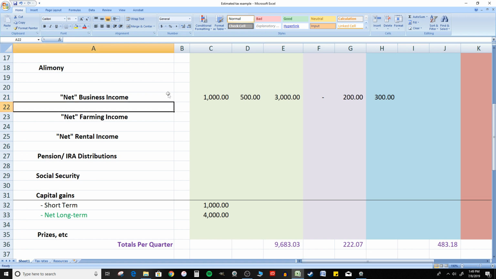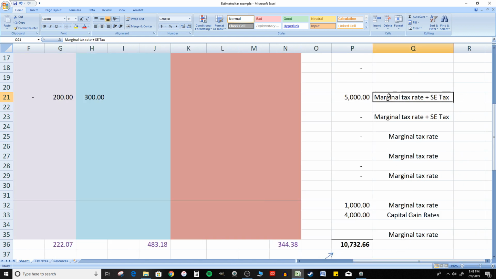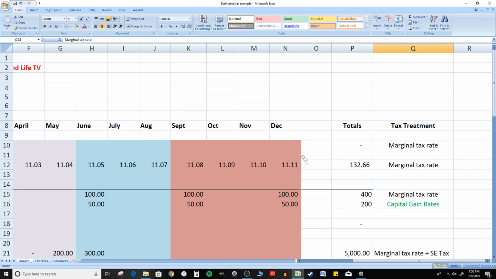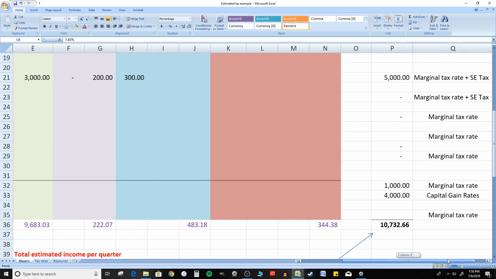Now, how does that work for business income? Well, for your business income, you're going to have your marginal tax rate plus the self-employment taxes of 7.65%. Your business income, if you're a sole proprietor, is going to be subject to the marginal tax rate and self-employment taxes. That 7.65% we were discussing up here just a little bit ago. You guys remember that? Business income is subject to the marginal tax rate and the 7.65%. And the same is true for farming income, which is this line right here.